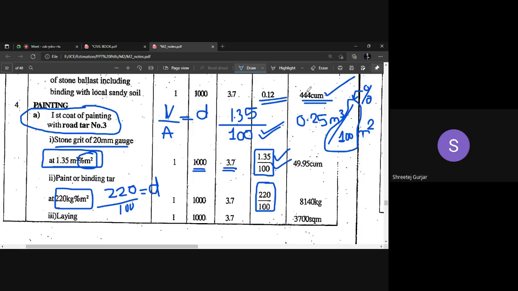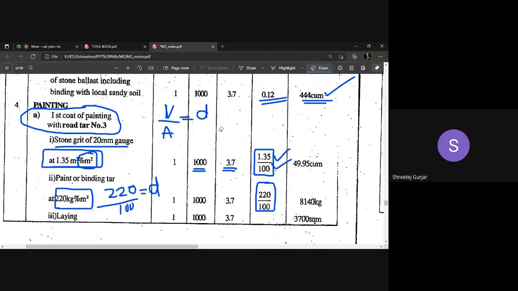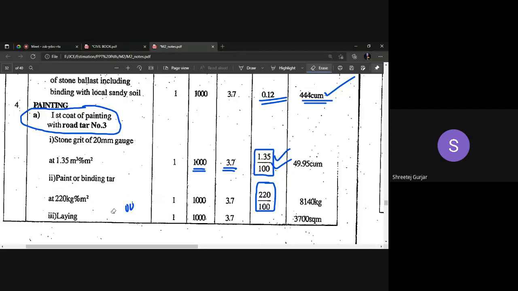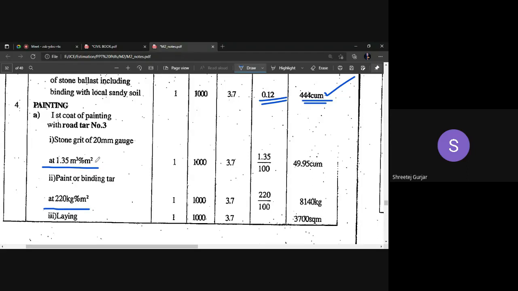So have you understood this part? What is that percentage? Have you understood? Yes or no? Anyone? Yes, sir. Okay, no problem. So moving on. Remember this quantity. They have not provided this quantity anywhere, so you have to remember. Even if they do not give it in your question, make a note of these quantities. For stone grit, it is 1.35. For paint or binding tar, it is 220 kg. It is not meter cube, it is kg.